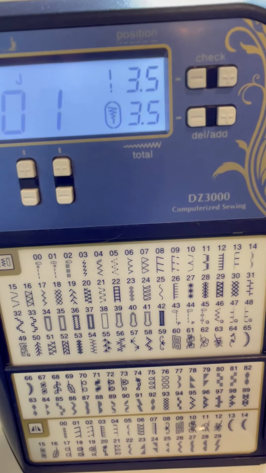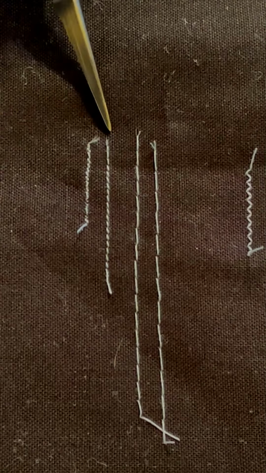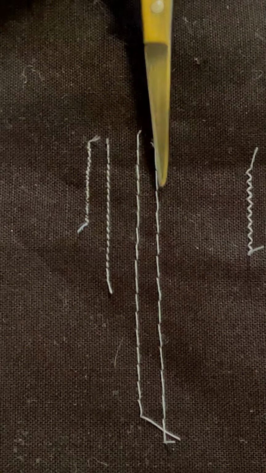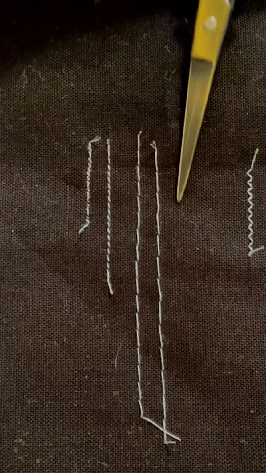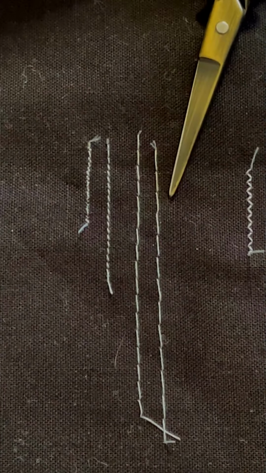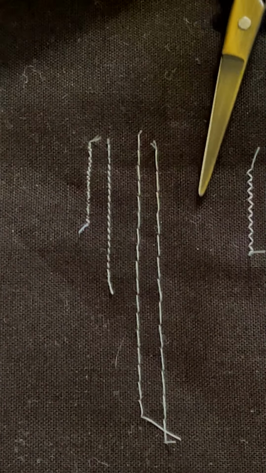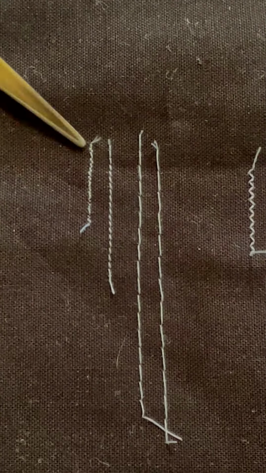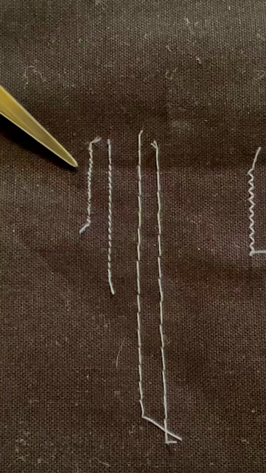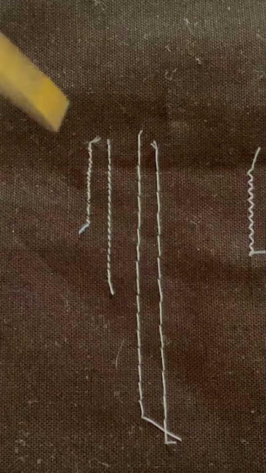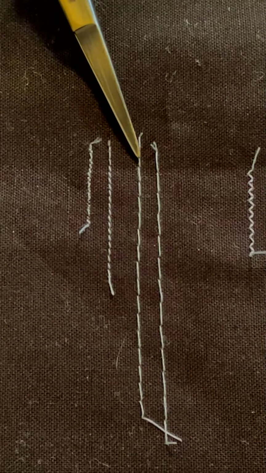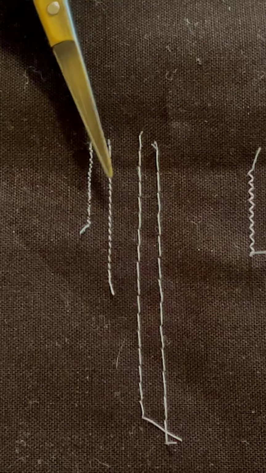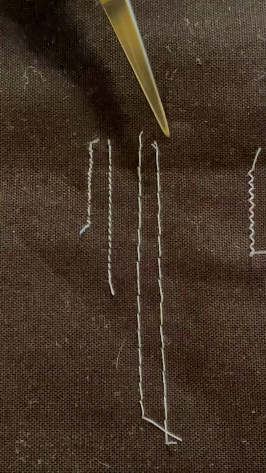So let's look at some examples. Okay, here's your straight stitches. Starting with 0.2, moving up, I think this was 1.5, then where I normally sew, somewhere at 3, 3.5, and this was the 5. The longer length you'll need for thicker fabrics, or if you just want the look of it. These teeny tiny stitches, if you have a delicate fabric, it can really start to bunch up, so you have to be careful with those.